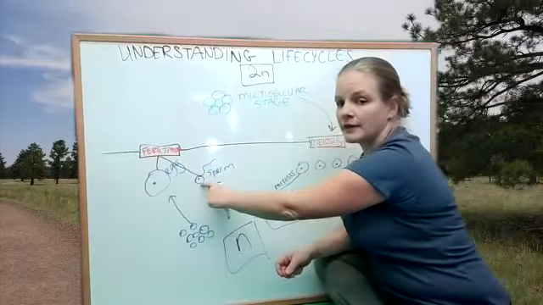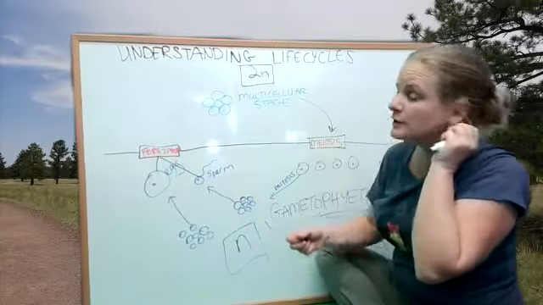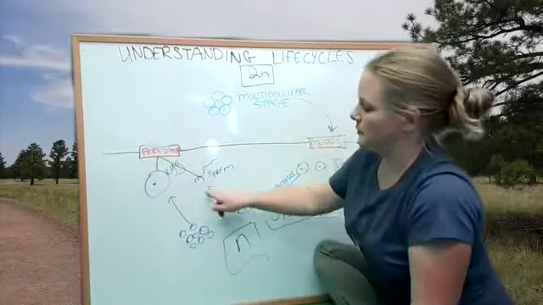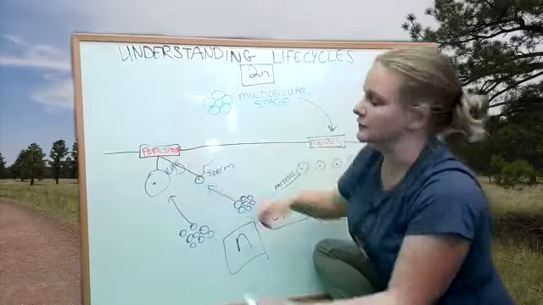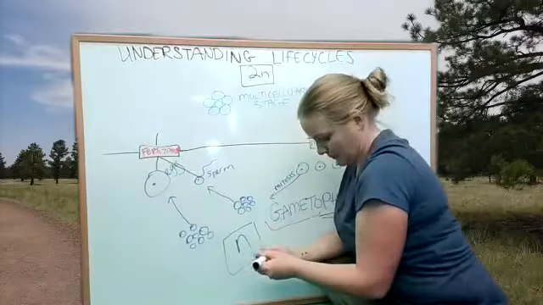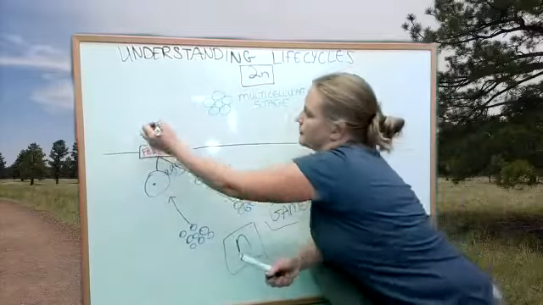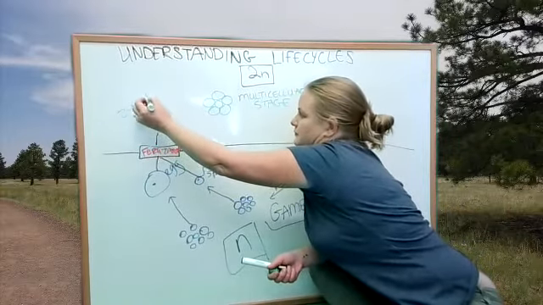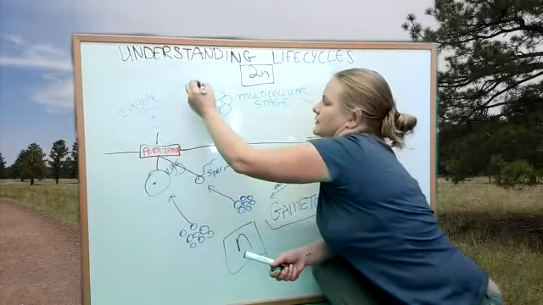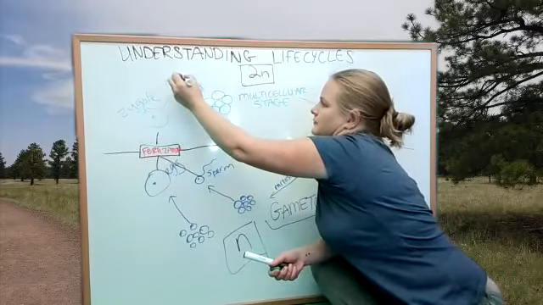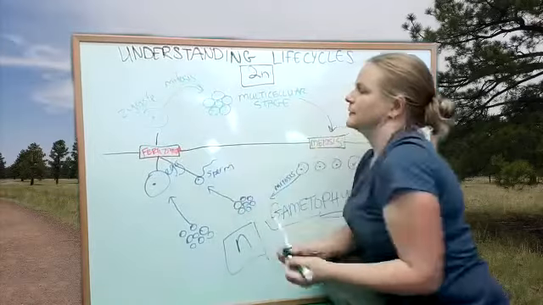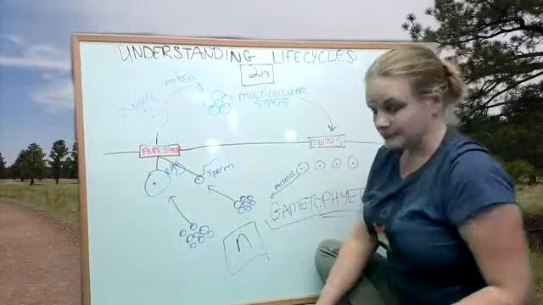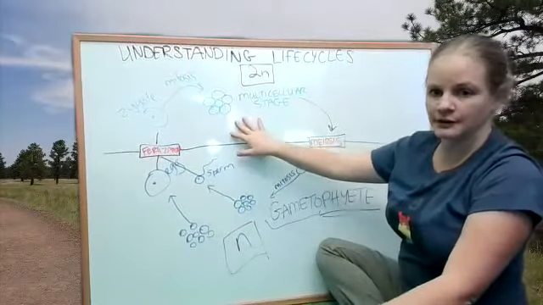So we still have the egg and the sperm fuse through the process of fertilization to form a diploid zygote. And that's going to undergo mitosis to make our multicellular diploid.